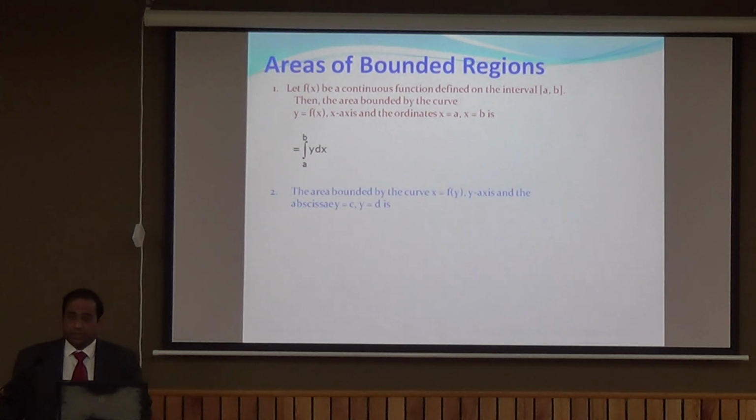The area bounded by the curve x = f(y), the y-axis, and the abscissas y = c and y = d is given by the formula integration from c to d of x dy. So these are the two ways by which we can find the area bounded by the curves and the x-axis or the y-axis. For regular figures we already know the area, but if the figure is not regular, then we can find the area using integration. Now we take some examples to explain how to find the area of various curves.